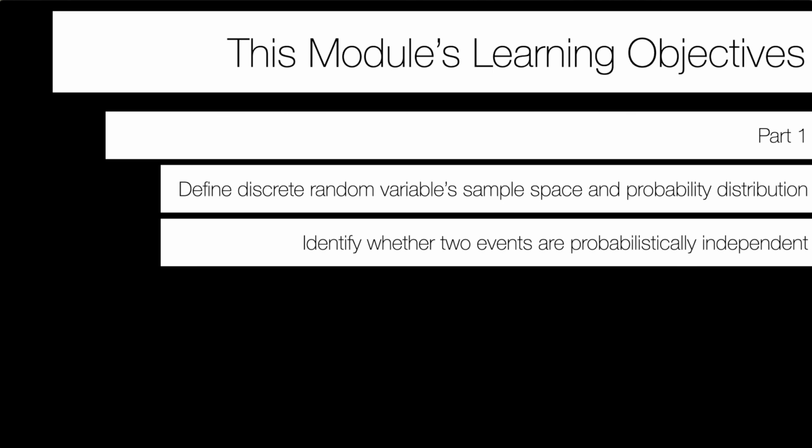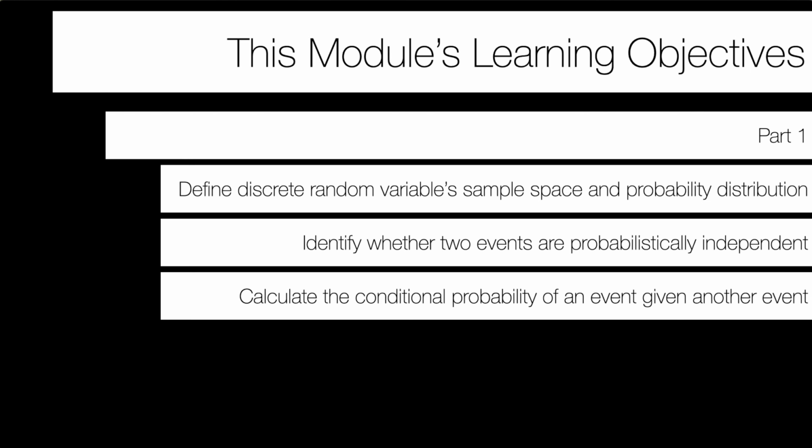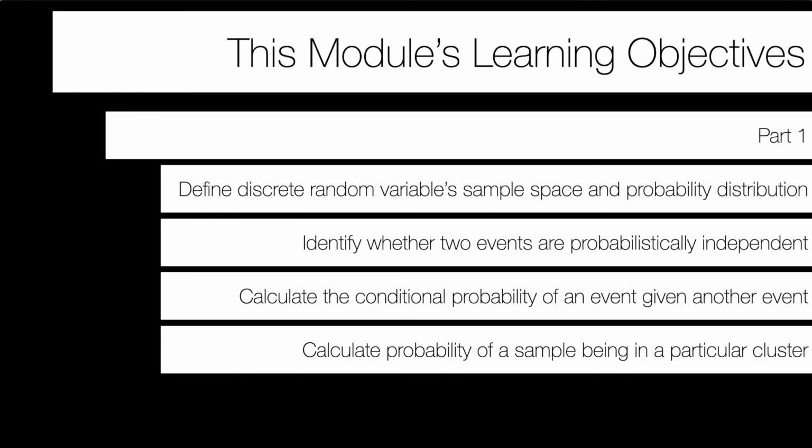Then you should be able to identify whether two events are independent. What does it mean for two events to be probabilistically independent? You should be able to calculate conditional probability. So what is the probability of an event given that another event happens? We'll talk about that more next week with Bayes. And you should be able to talk about the probability of a sample being in a particular cluster. So here's the bridge between probability and what we've been doing so far with machine learning, and you'll see some of the work here come back when we come to Module 6.